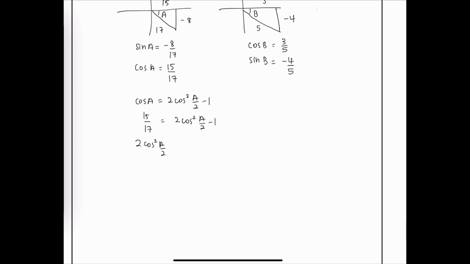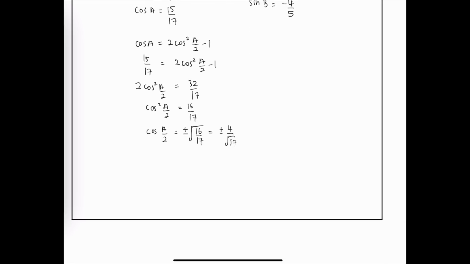So move the minus 1 to the left hand side and it becomes 32 over 17. Divide both sides by 2 to get 16 over 17, and in order to get cos A over 2, we need to square root both sides. It becomes plus minus root 16 over 17. And when we simplify, it becomes plus minus 4 over root 17.